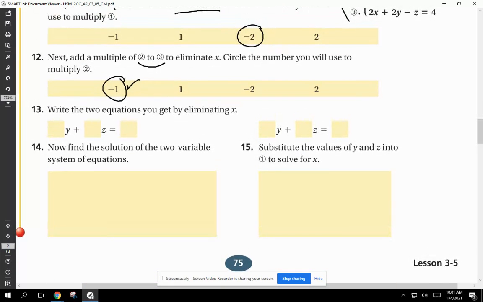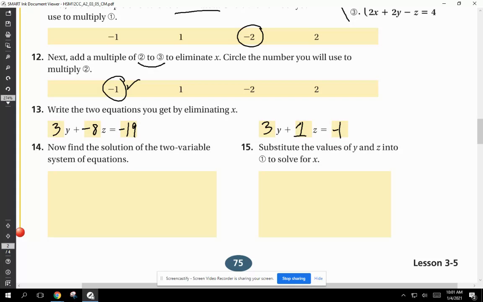Okay, write the 2 equations you get by eliminating x. So we're going to eliminate x and write the 2 equations down. We're going to skip some steps here. So we have 3y plus -8z equals -19. And the other equation is 3y plus 1z equals -1.